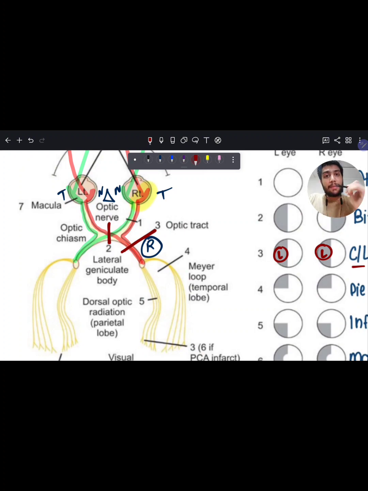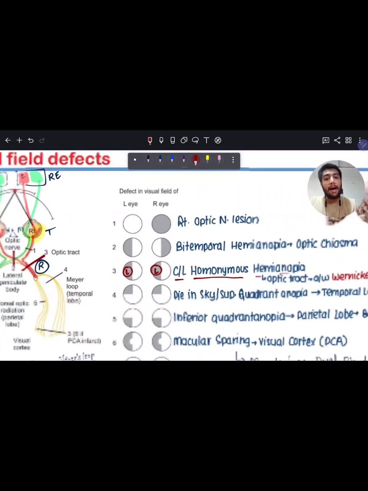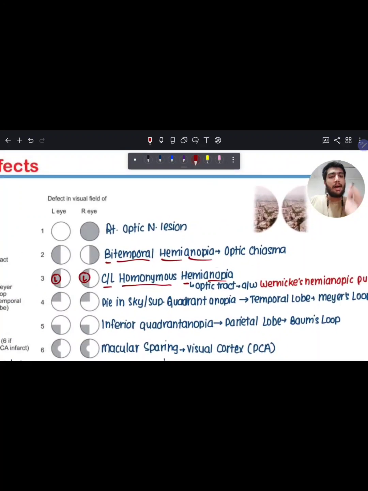As I told, the optic chiasma contains fibers from the nasal part of both the eyes because they decussate, and the nasal part of both the eyes is having the projection from the temporal fields of the visual field of both the eyes, and hence the name says it is going to have bitemporal, meaning temporal visual fields of both the eyes. Hemi means half, only half is lost, the nasal part is visible. Anopia means half is not visible.